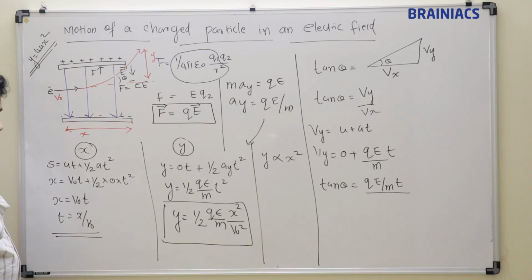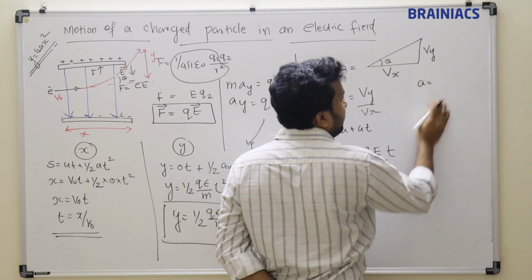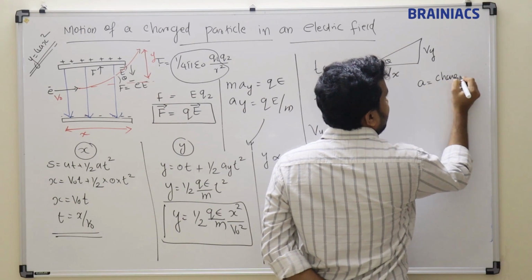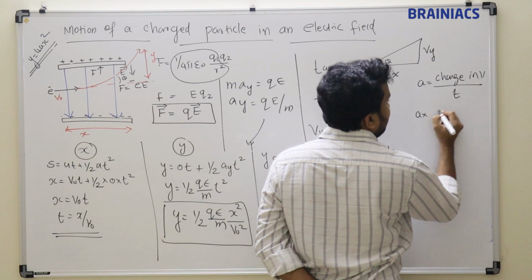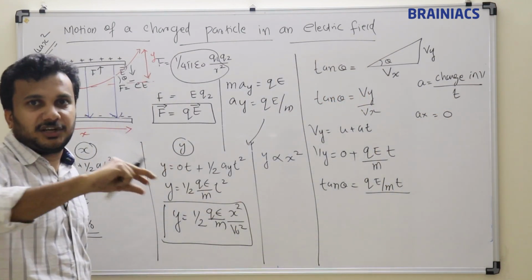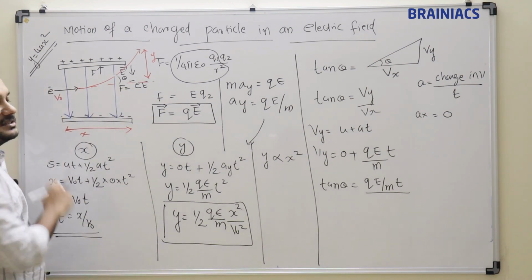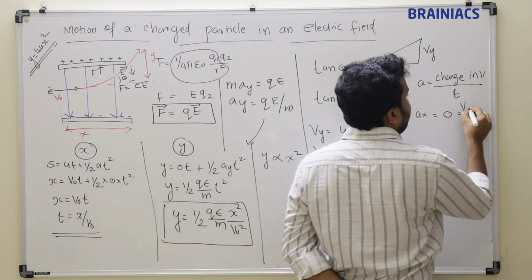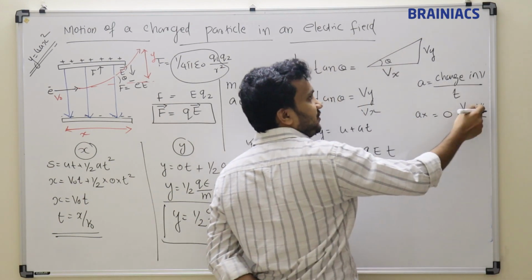Because while we are writing this equation, we know acceleration is equal to change in velocity divided by time, correct? In the x direction, ax is equal to 0 because the charge is not accelerating in the x direction. So in the x direction, are any changes happening? No changes are happening, which means final velocity minus initial velocity is equal to 0. That is called change in velocity.